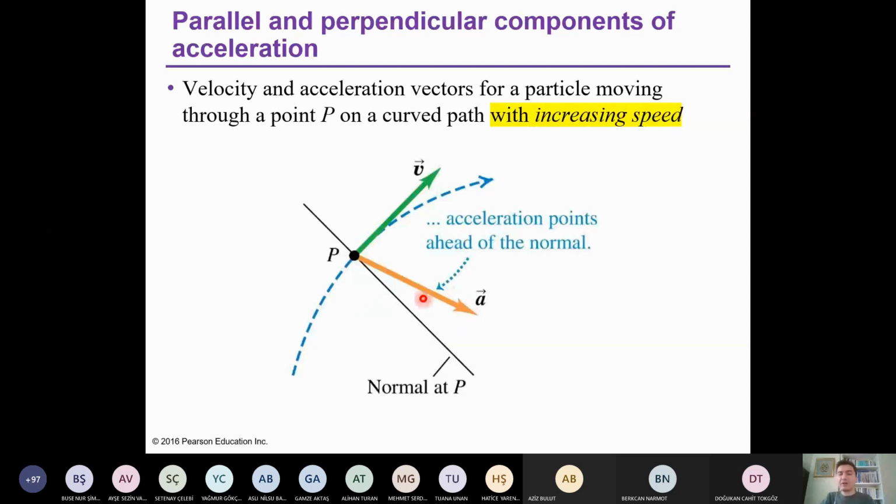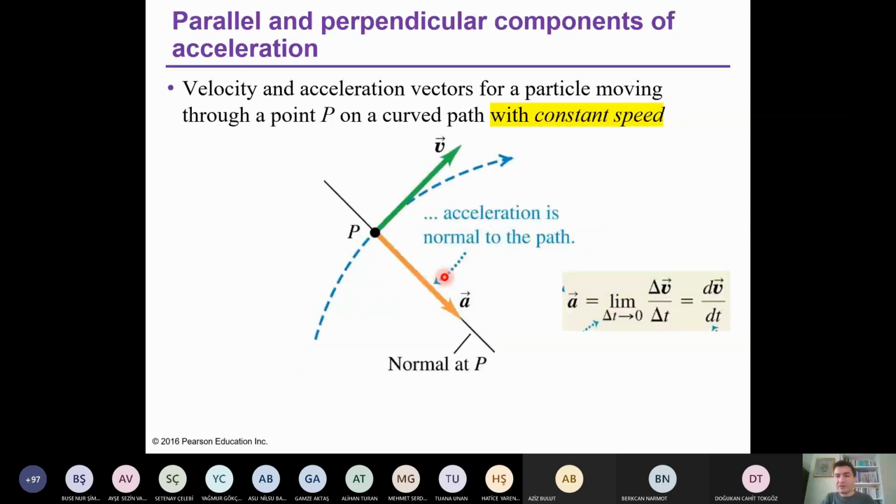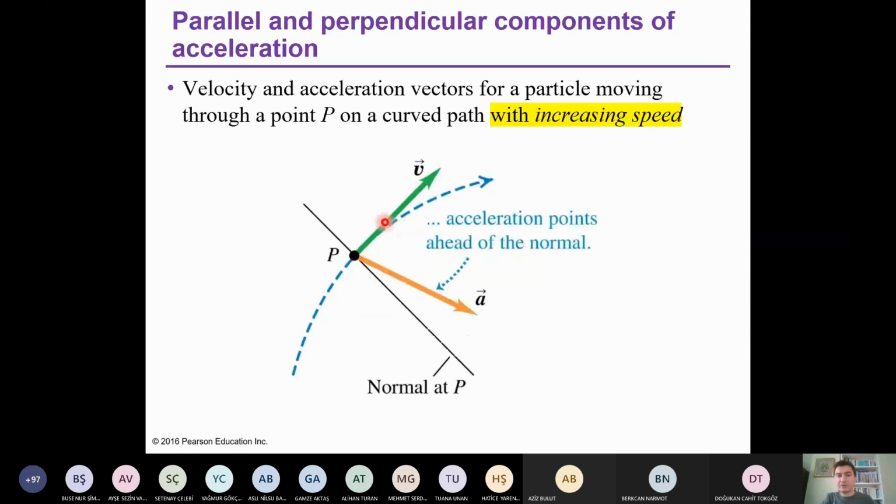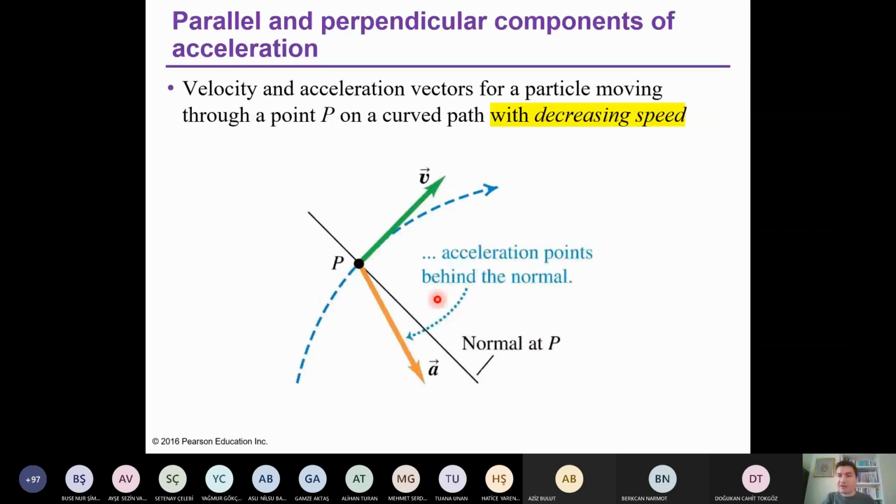Why? If you calculate delta v by using the vectors, here you will have a bigger vector compared to the previous vectors, then delta v will be in this direction. By using vector subtraction, you can get this direction. If you have a decreasing speed, then this acceleration points behind the normal at p.